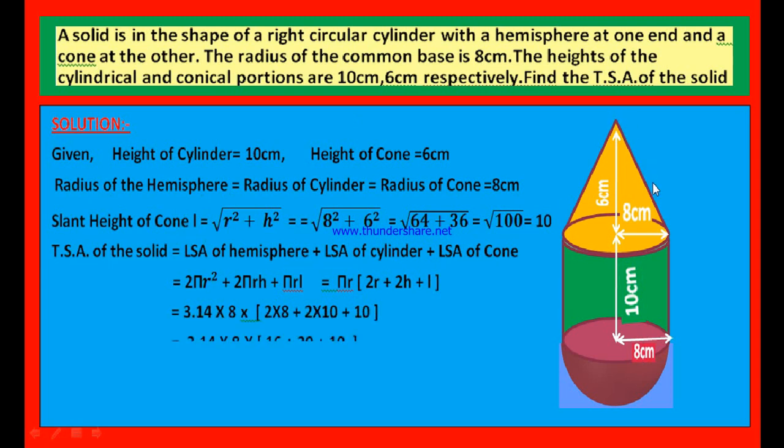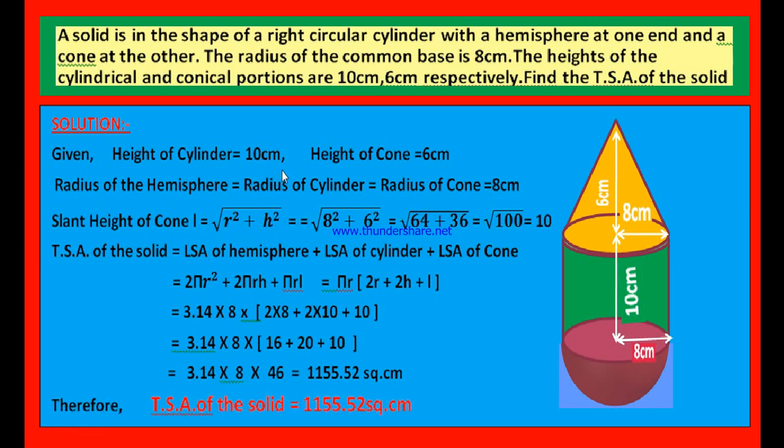For this cone, let us find this slant height. Slant height l is equal to root of r square plus h square. What is the radius? Radius is 8. Therefore, 8 square plus h, the height of the cone, is 6, so 6 square. 8 square is 64, 6 square is 36. If you add, we will get 100, and square root of 100 is equal to 10 centimeters. That is, the slant height of the cone is equal to 10 centimeters.